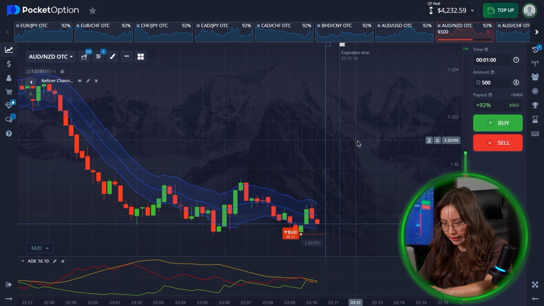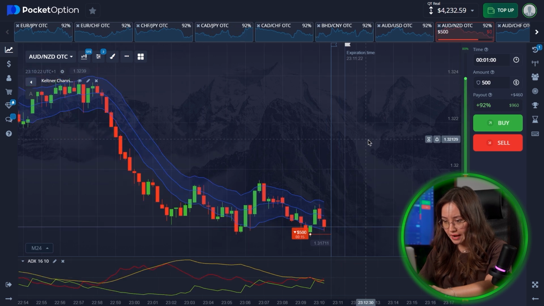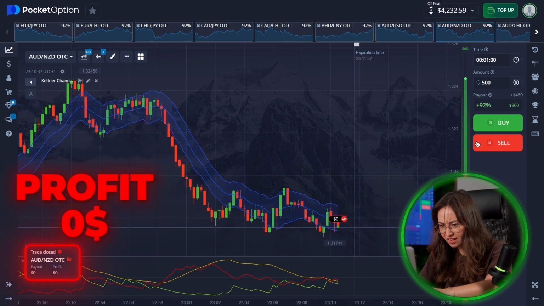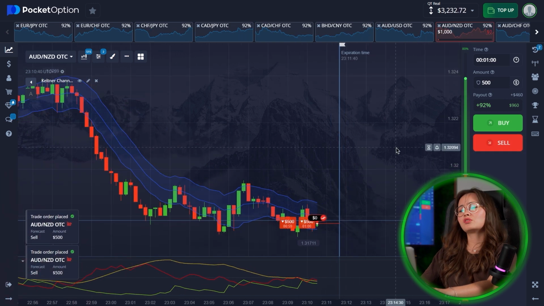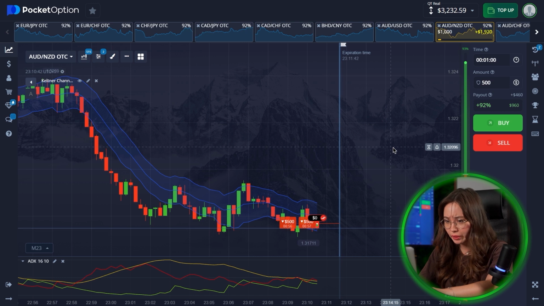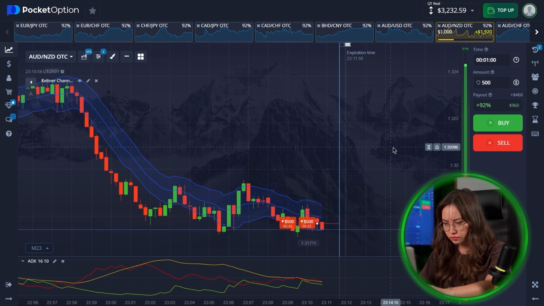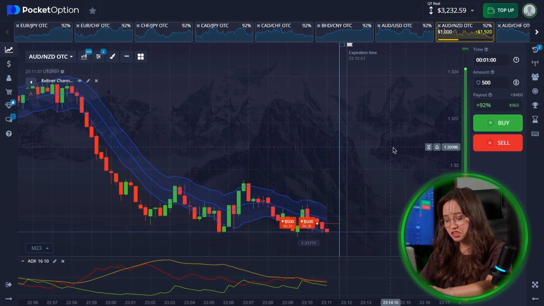Oh, we see a pullback. And the price keeps moving. No worries, guys. We'll quickly open another trade to cover the first one. See, we were just a little off on the timing. Shit happens.